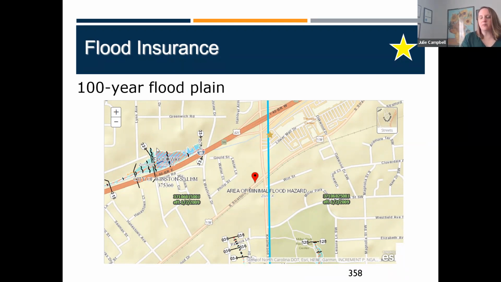FEMA uses a 100-year floodplain. The name is very deceiving. This does not mean it's going to flood once every 100 years. It means if the property is in a 100-year floodplain, there's a 1% chance annually that it could flood. Flood maps change. When we have a big storm come through, areas that have never flooded before flood now, and now they're in the 100-year floodplain because they have a 1% chance of flooding. Flood maps change on the regular.